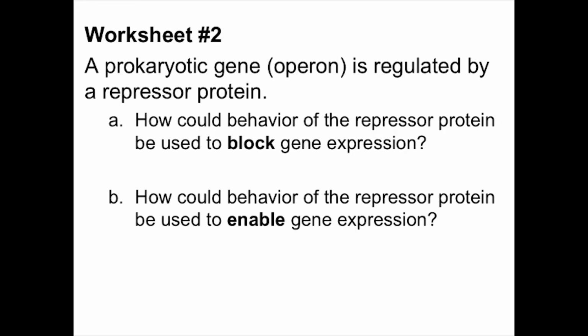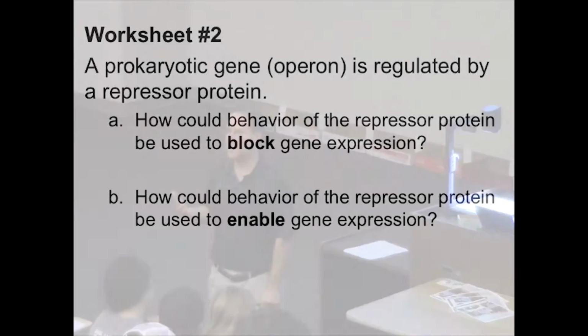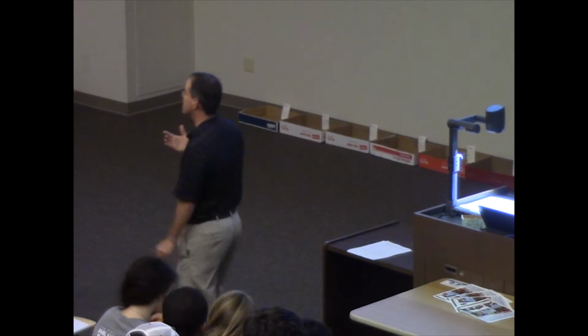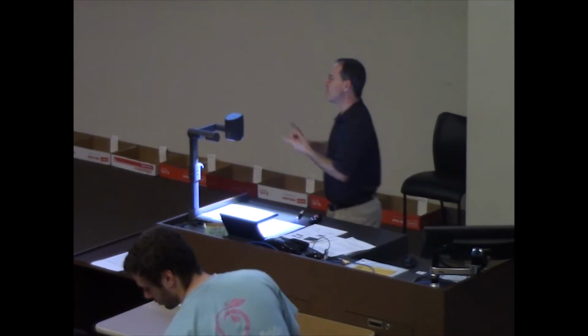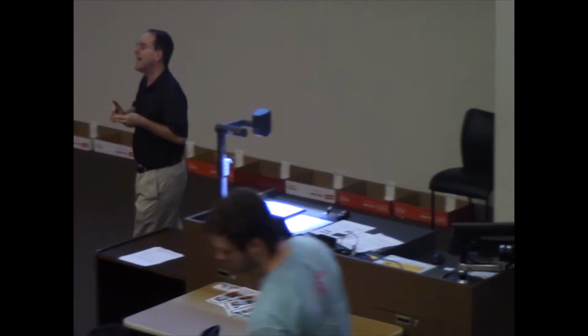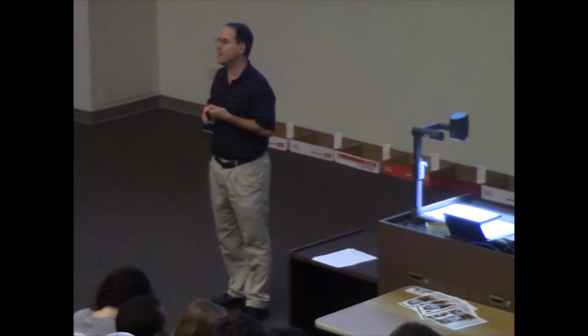And the second part is a little bit harder. How can you actually use just the repressor protein, no other additional proteins, just the repressor protein to actually turn on expression? How can you use a repressor to turn on expression of this gene? Okay? So work on that for a couple minutes. And think about this. How do you use a repressor? How does it work to turn off the gene? And how can you actually turn a gene off?